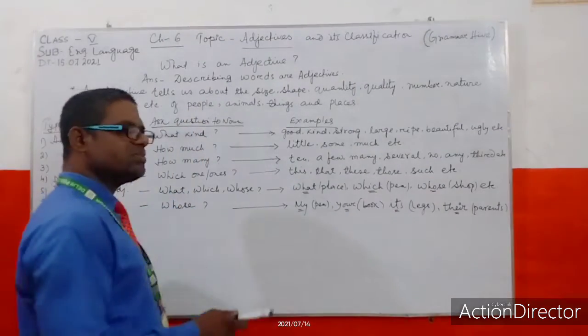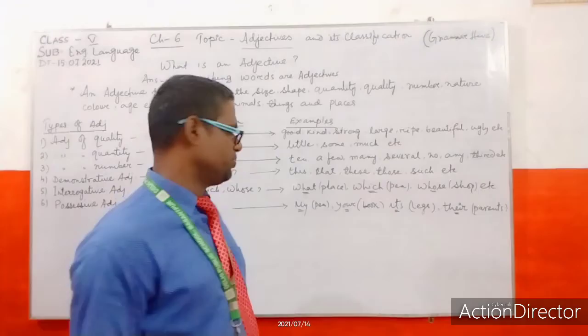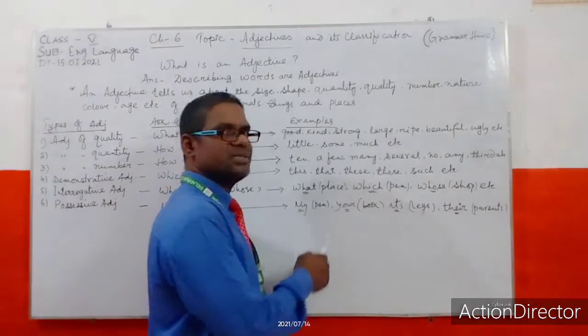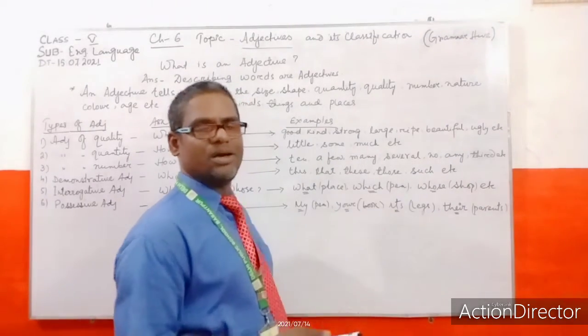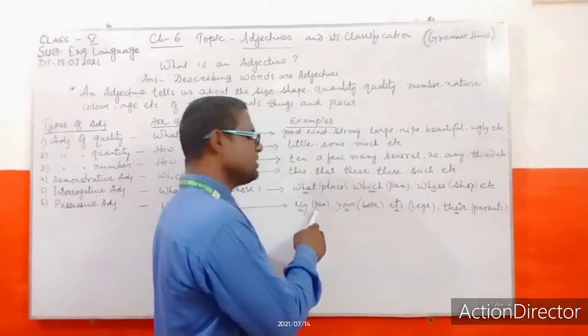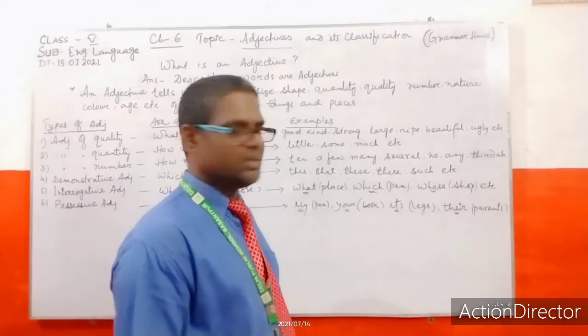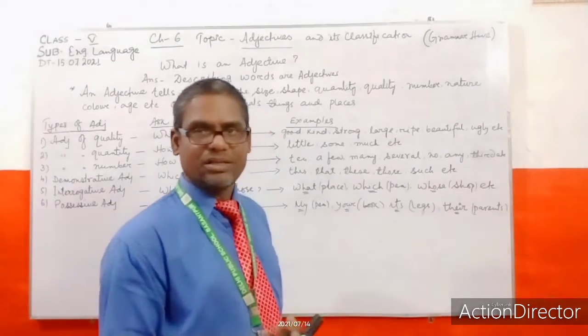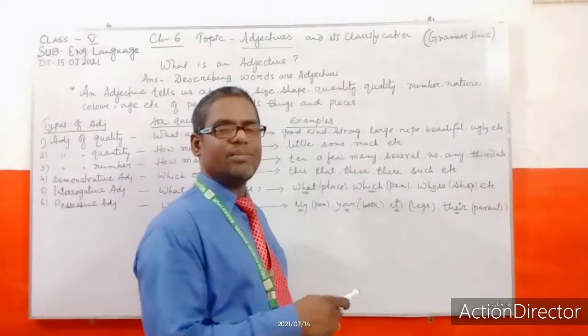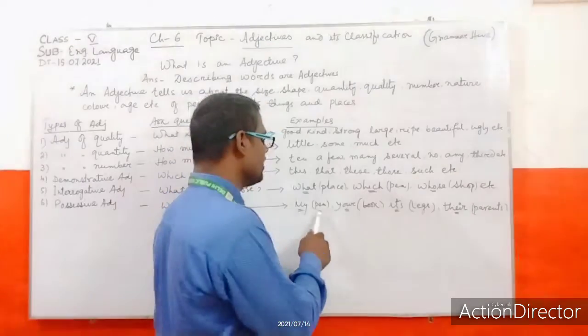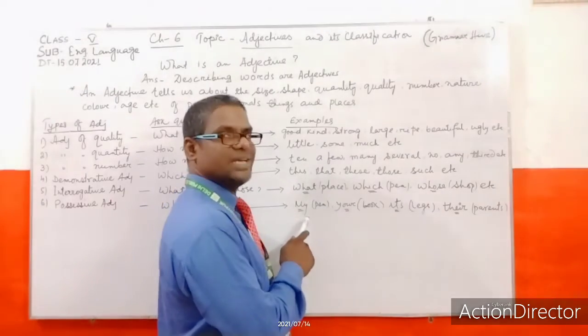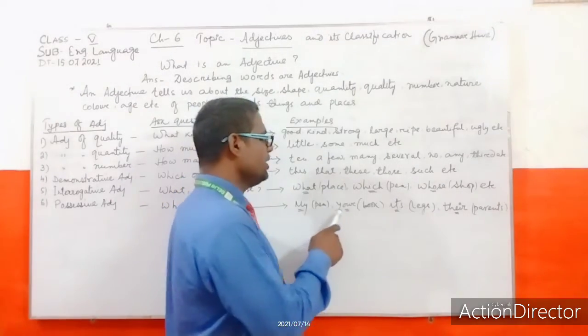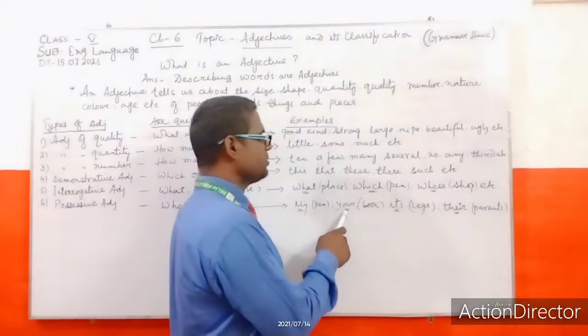Possessive adjective. Possessive means ownership. My pen, that means this pen is belonging to me. This pen belongs to me. That means I have this pen. I am the owner of this pen. So this is a possessive adjective. Your book is also a possessive adjective.